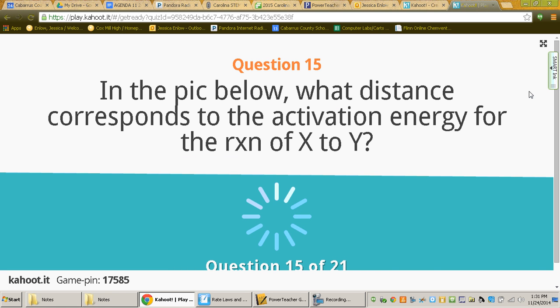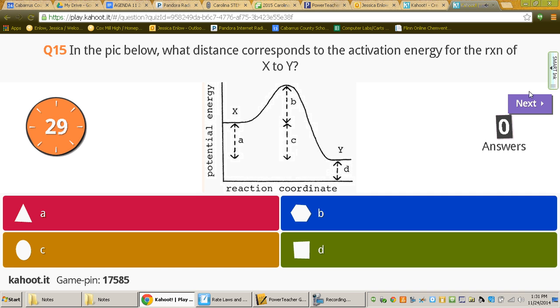In the pic below, what distance corresponds to the activation energy for the reaction of X2Y? Activation energy.